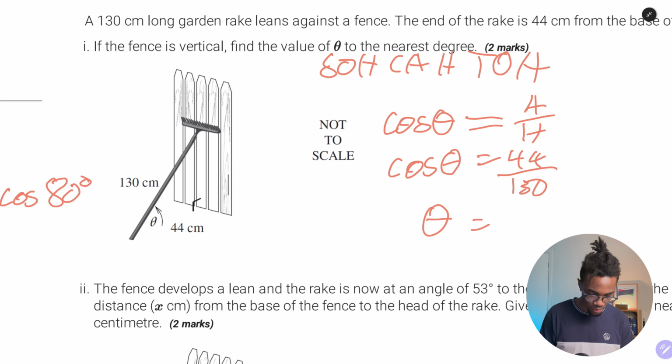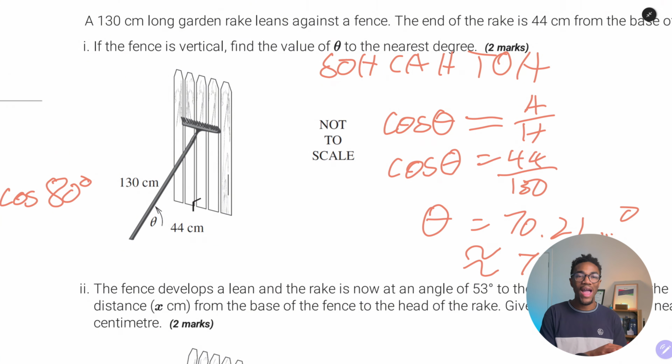Theta equals 70.21... degrees, approximately equal to 70 degrees. Make sure you don't round your answer if it's going to be used in the next question.